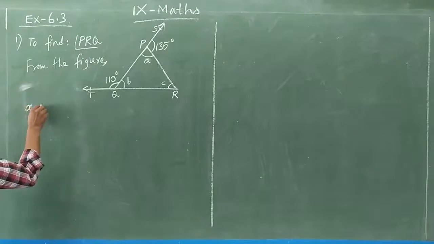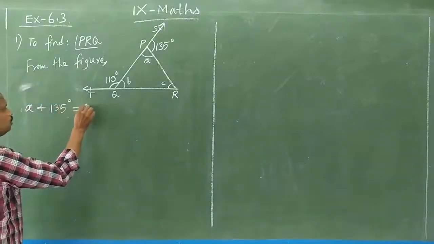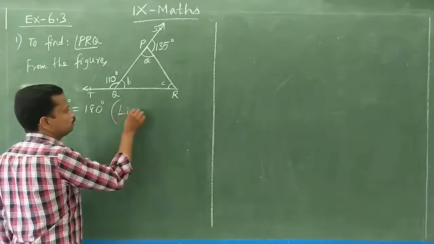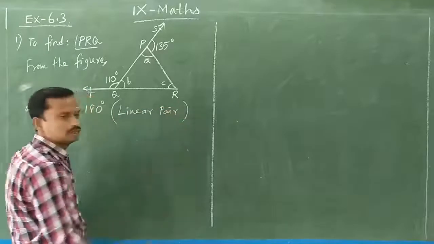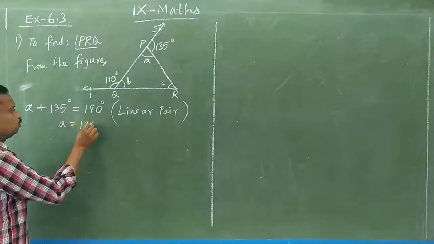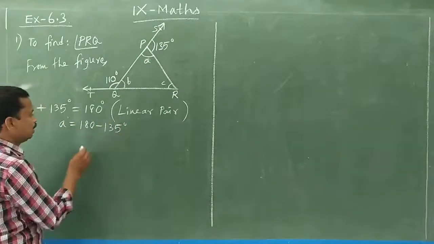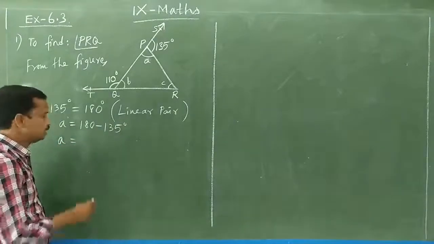Angle A plus 135 degree is equal to 180 degree because of linear pair. Linear pair of angles. And now A equals 180 minus 135 degree, and A becomes what? 45.